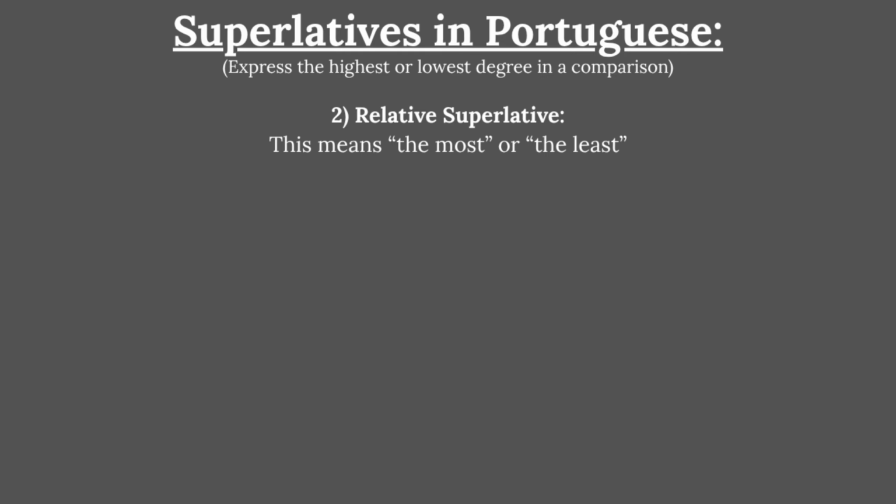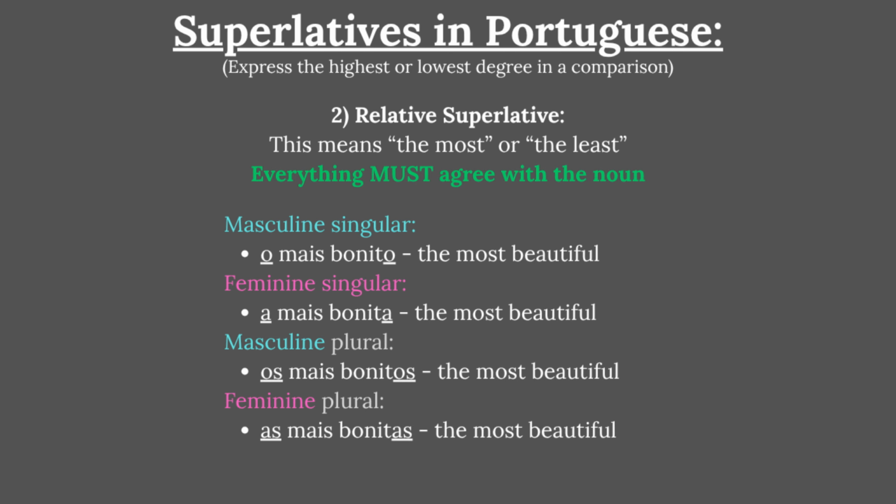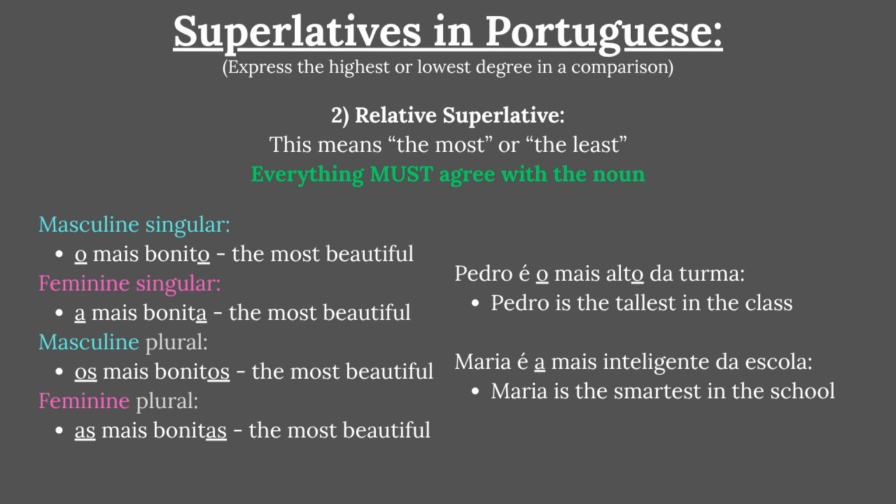Furthermore, a relative superlative is used when comparing something within a group, which is equivalent to the English most or least. Here, definite articles are needed to emphasize the highest or lowest degree, and they must agree in gender and number with the noun. O mais bonito. A mais bonita. Os mais bonitos. As mais bonitas. Some examples are: Pedro é o mais alto da turma. Maria é a mais inteligente da escola.